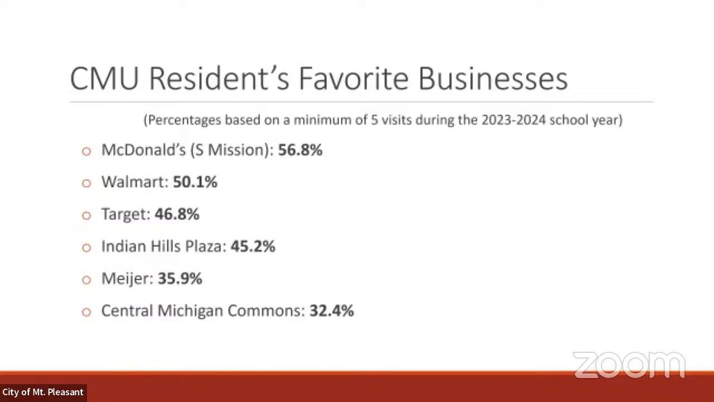So for example, 56% of CMU students visited the South Mission McDonald's at least 5 times during the 2023-24 school year. Then Walmart, we had 50%, Target 46.8, and then so on with Indian Hills Plaza, Meijer, and Central Michigan Commons. Why this is important is it gives us a more in-depth look at where these students are going, so you can plan more on what businesses you want and where.